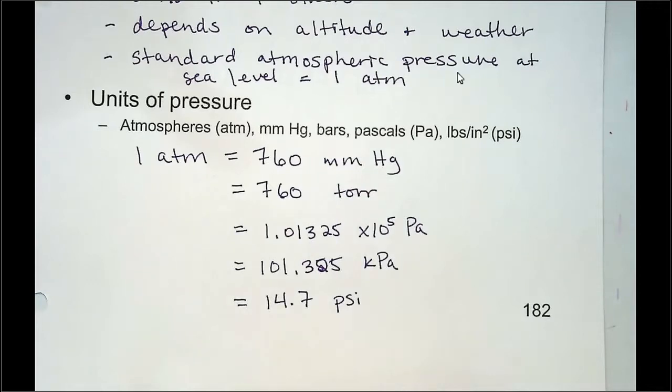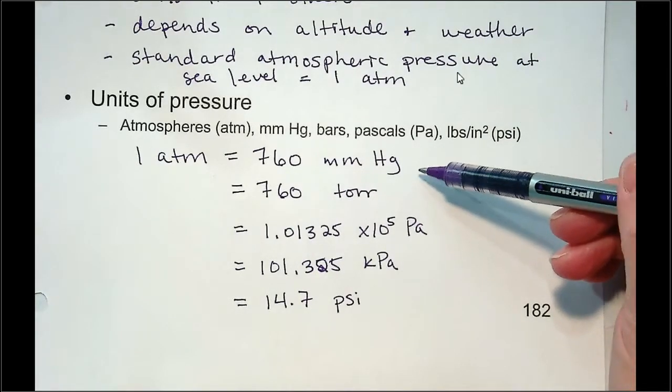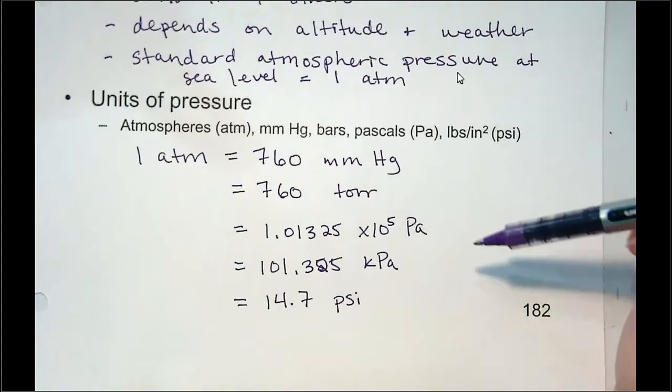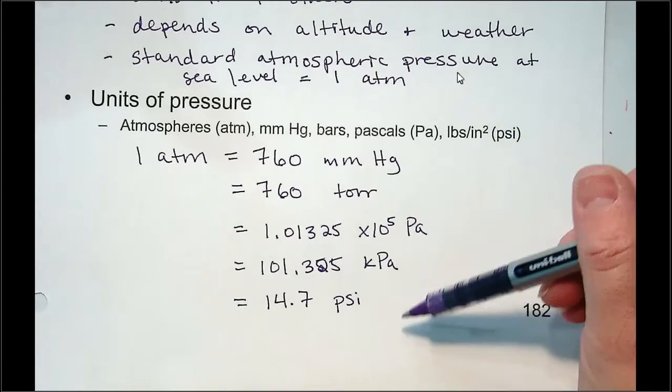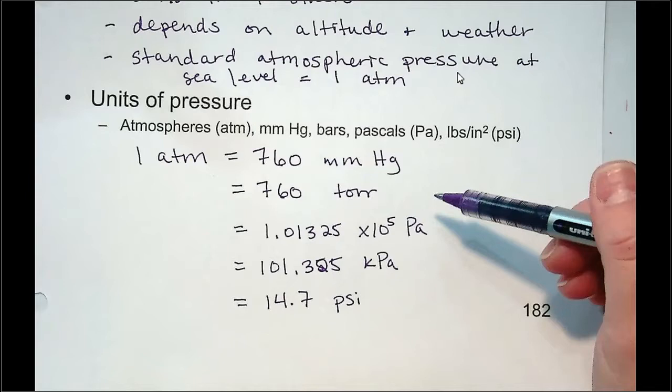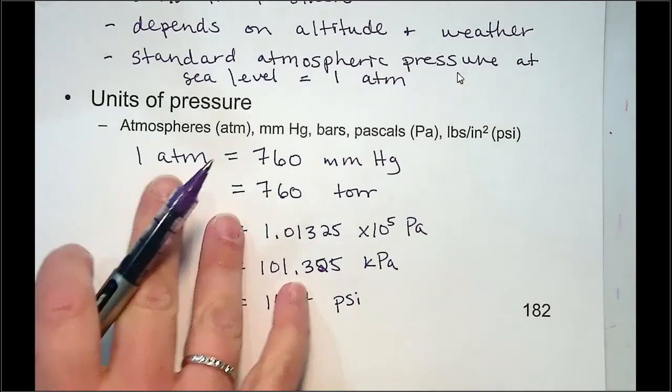So we use millimeters of mercury a lot of the time for reporting weather. Also, bars are used a lot of the time. Pascals are used a lot more for physics. PSI is used for more practical things like tire pressure. So there's a lot of different applications for these different units.